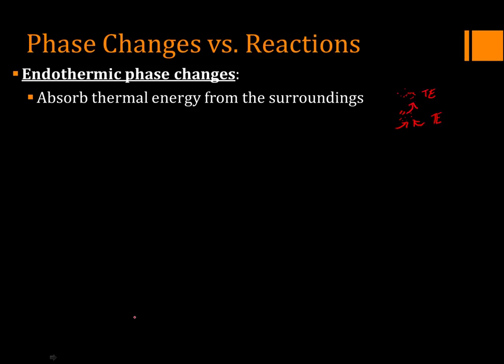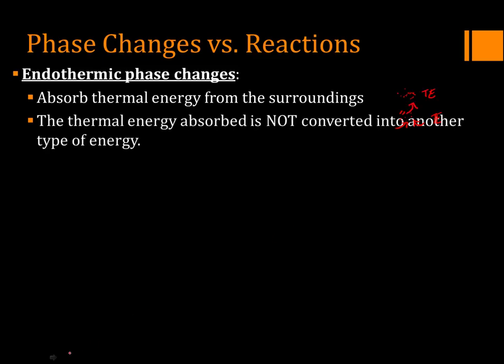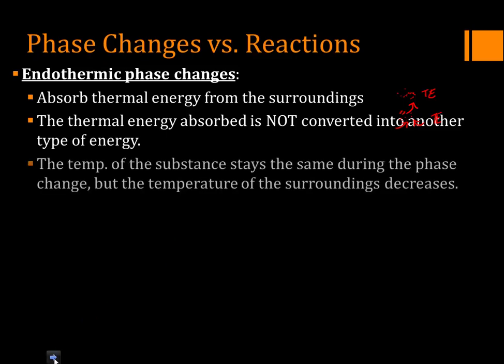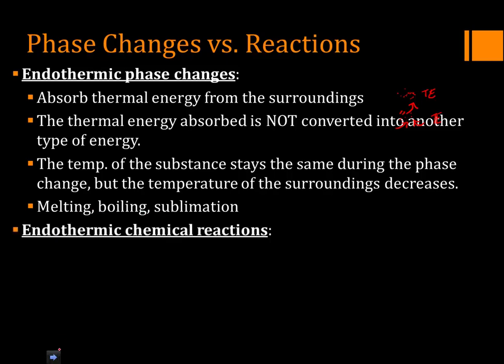The temperature again remains constant, but there is less thermal energy in the surroundings because it's absorbed from the surroundings, and it increases the energy state of the matter. So we still have thermal energy, it just moved from one place to another. The temperature of the substance stays the same, but the surroundings decrease. Now, melting, boiling, and sublimation are all endothermic phase changes. They all involve taking energy from the surroundings to put the particles into a higher energy state.